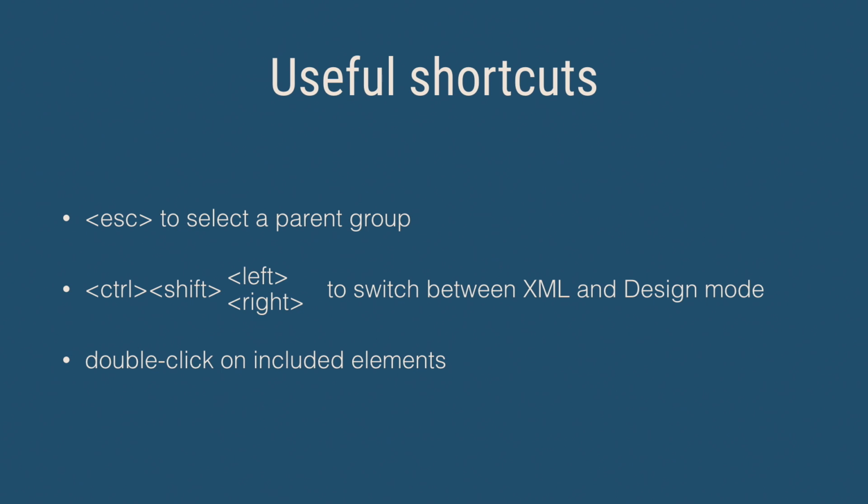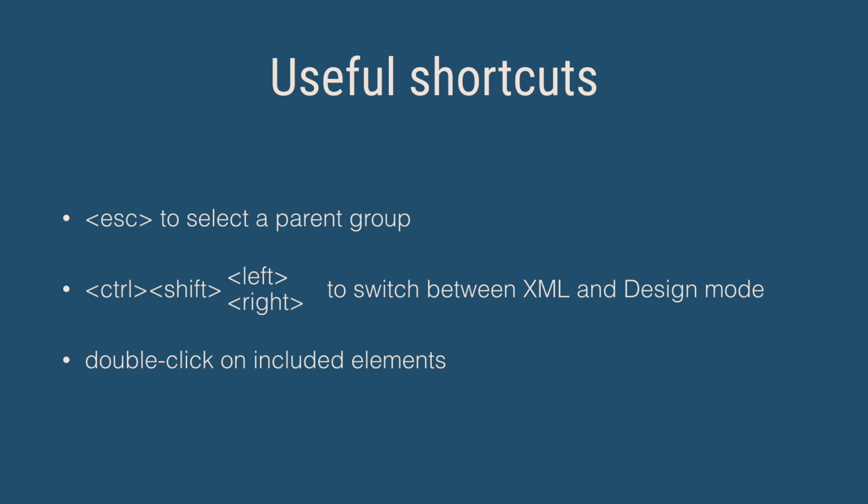You may know that, some may not. There's a couple of useful shortcuts. I mean, so many more than I can cover here, but at least for the designer, when you click on an element, we select the deepest one by default. Sometimes you want to play with the parents, so you may select it through the component tree, but simply pressing the escape key selects the parents. It's very convenient. And toggling between XML and design mode, you can do that with Control-Shift, left or right.